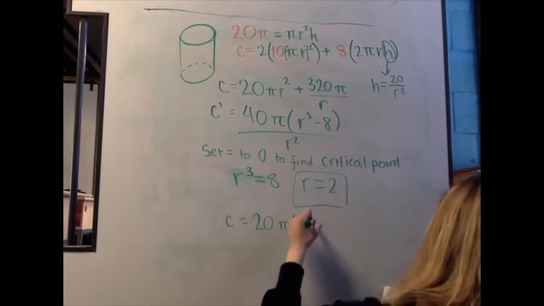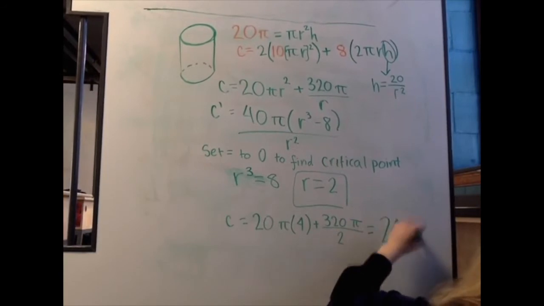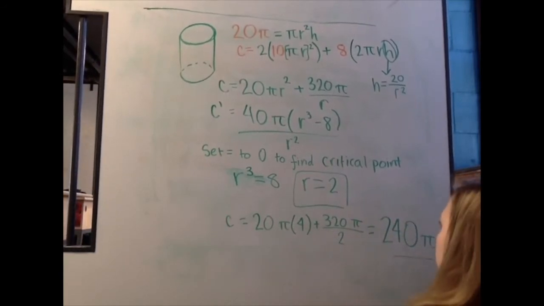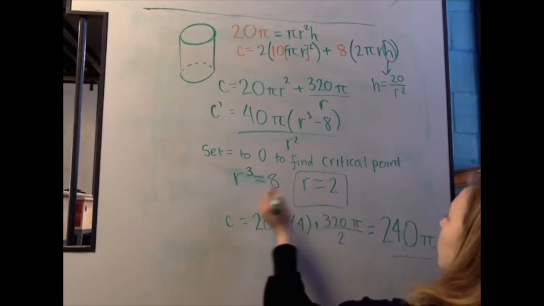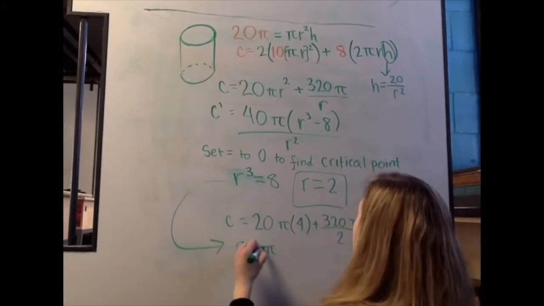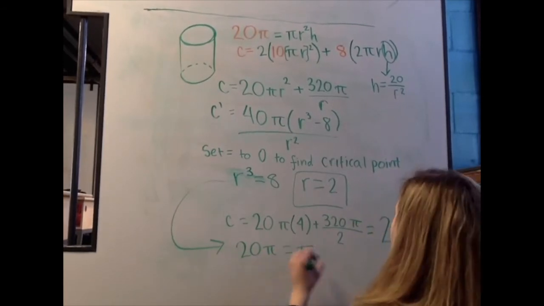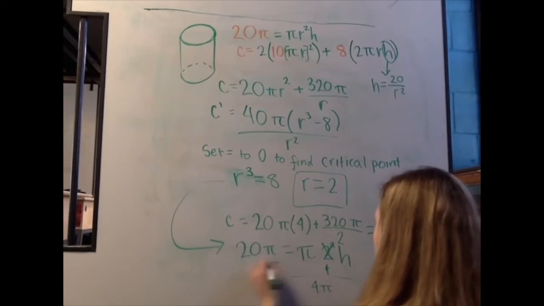And then that value is substituted into 20 pi equals pi r squared h to find the h value that will make the most economical cylinder with the price boundaries given. So that comes out to be r equals 2 and h equals 5.